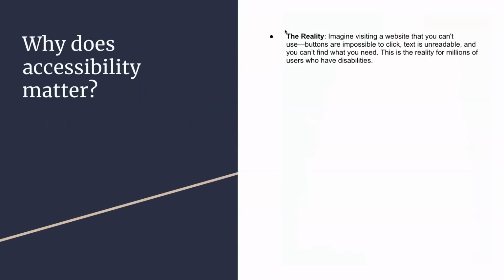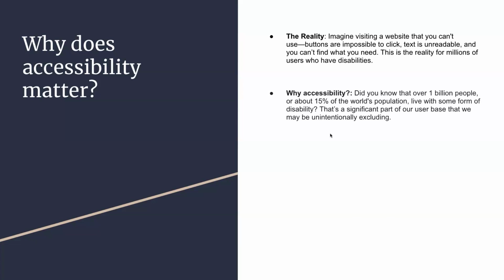Imagine visiting a website that you cannot use. Buttons are impossible to click, text is unreadable, you can't find what you need. This is a reality for millions of people who have disabilities. And if you want an everyday example, go to any recipe on your phone that's on like Eater or any of those websites, and it's really hard to see that little button at the top that says scroll to recipe. But that's what it's like for people with disabilities who are using keyboard navigation and screen readers. It can be a nightmare.